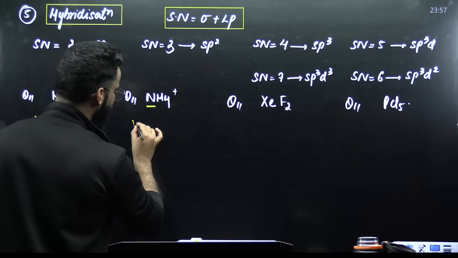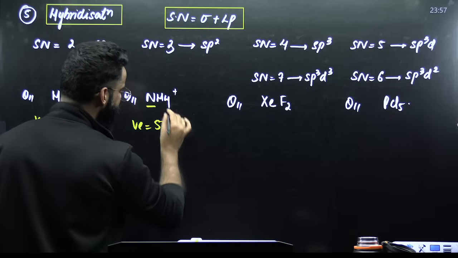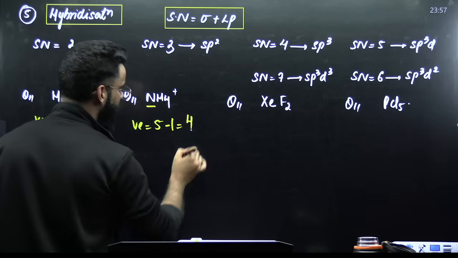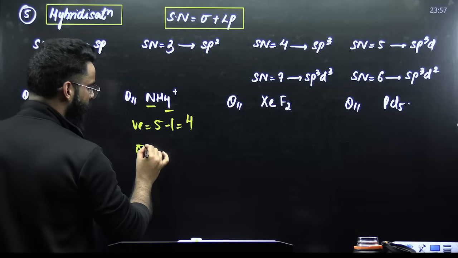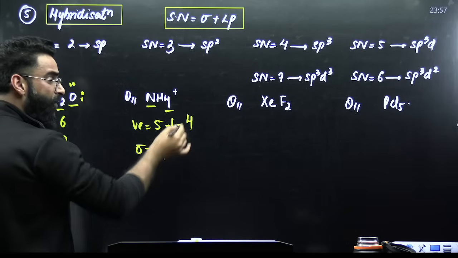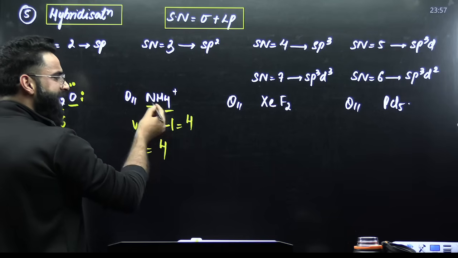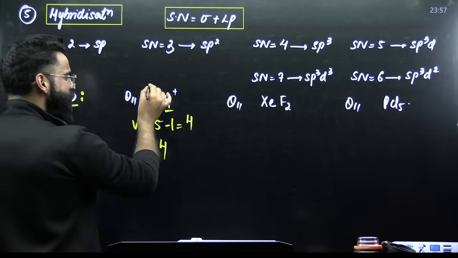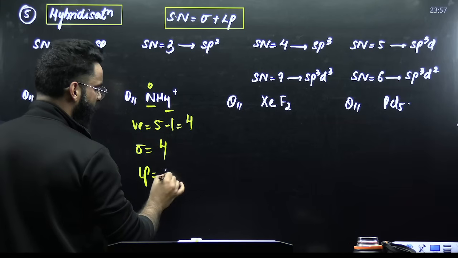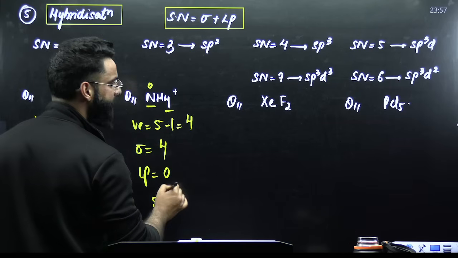NH4 positive, nitrogen, how many valence electrons? 5. There is a positive charge, so subtract this. So 5 minus 1 is 4. If there was a negative charge, you would have to add that, right? How many surrounding atoms? 4, that means sigma bonds are 4. 4 valence electrons, 4 sigma bonds. That means nitrogen has utilized all 4 valence electrons to form 4 sigma bonds, right? So there'll be no lone pair on nitrogen. So 4 plus 0 is 4, hybridization is again sp3.